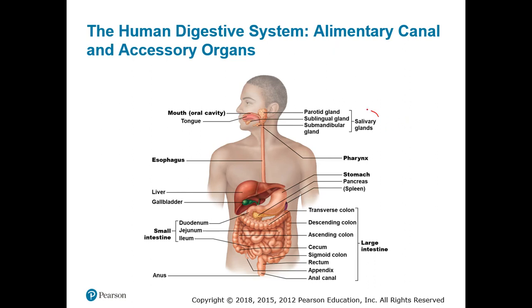So over here we have the salivary glands kind of labeled. Your parotid is, notice it's in front of your ear, and then your sublingual and submandibular glands are located down here on the bottom.